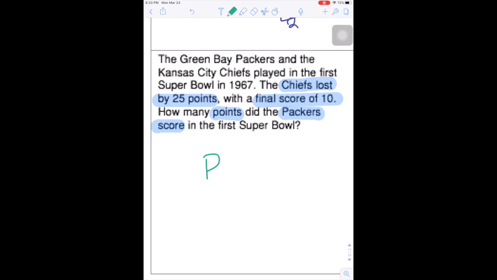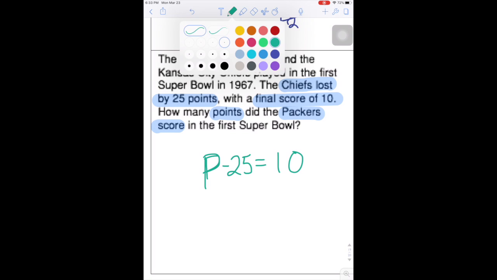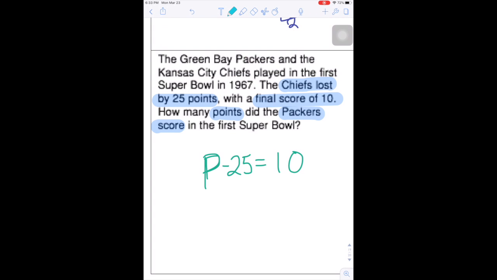And we know that the Chiefs had a score of 10, and they lost by 25 points. So they were less than 25 points. So we're trying to figure out what the score was that the Packers had. So go ahead and set up your equation to look like this.